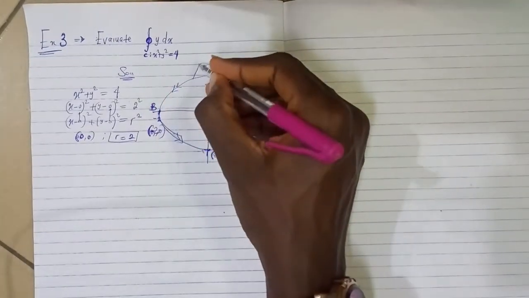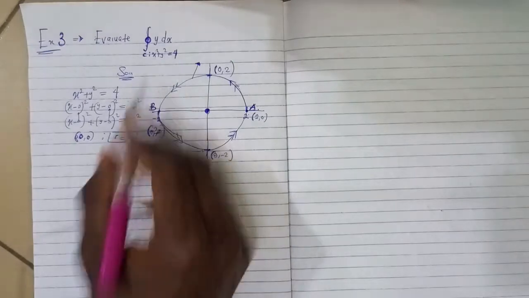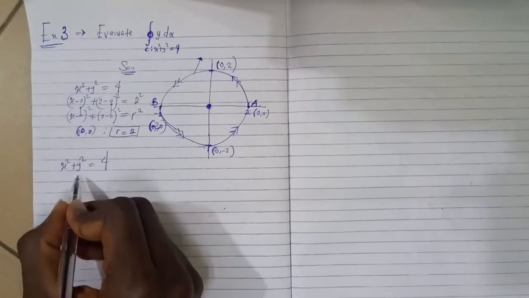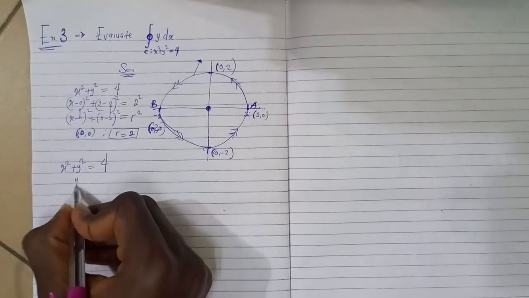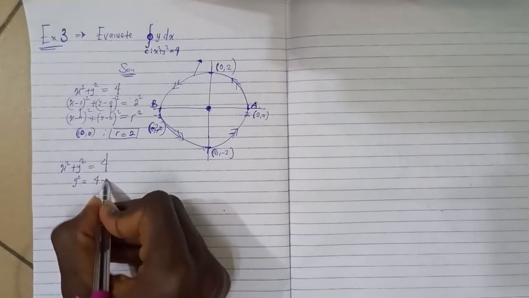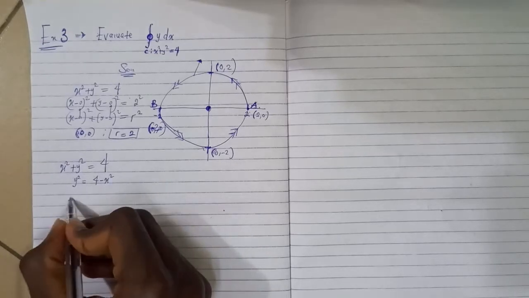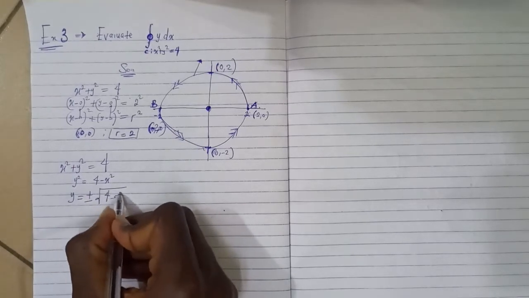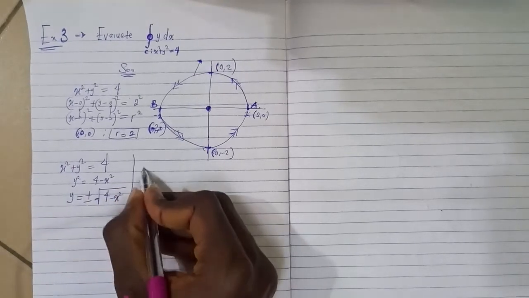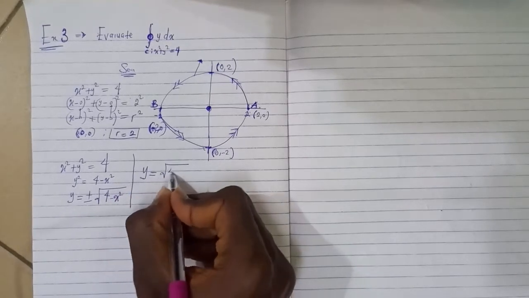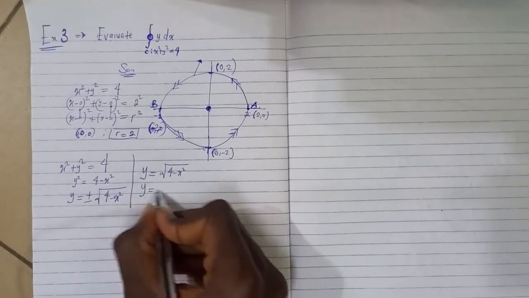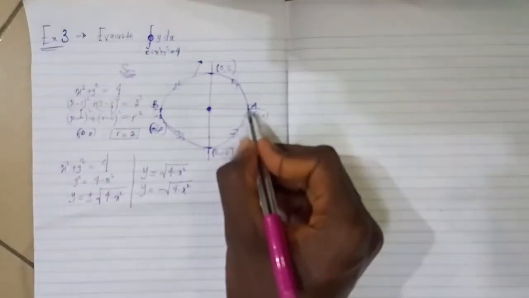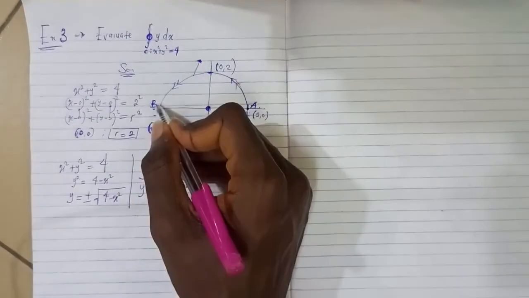So let's find the equation of this curve from x squared plus y squared equals 4. We believe that y squared should equal 4 minus x squared. By the time you take the square root of both sides, y will equal plus or minus the square root of 4 minus x squared. So in this case, we have two results for y. We have y equals the positive square root of 4 minus x squared, and we also have the negative part.